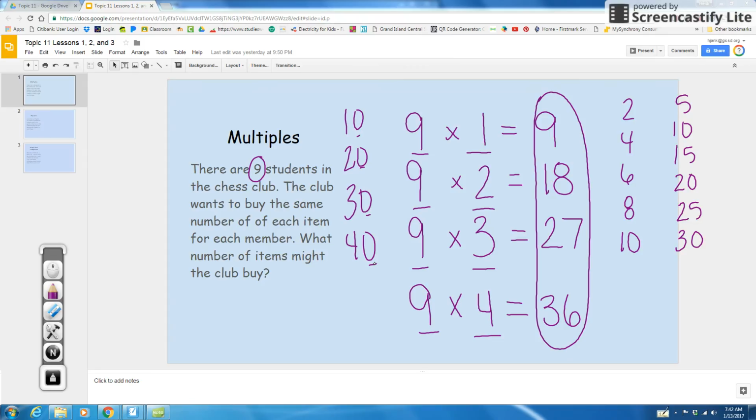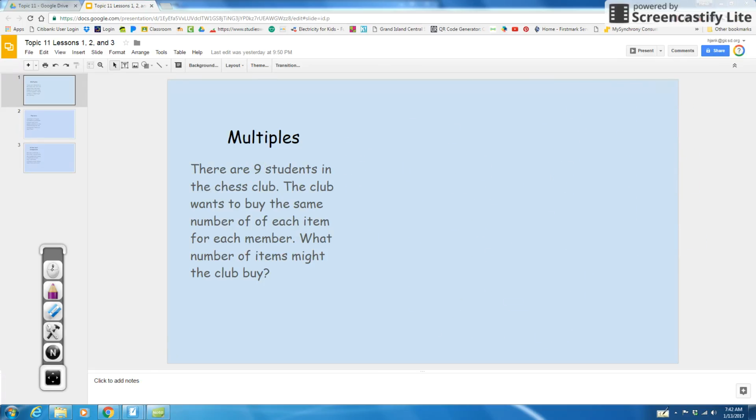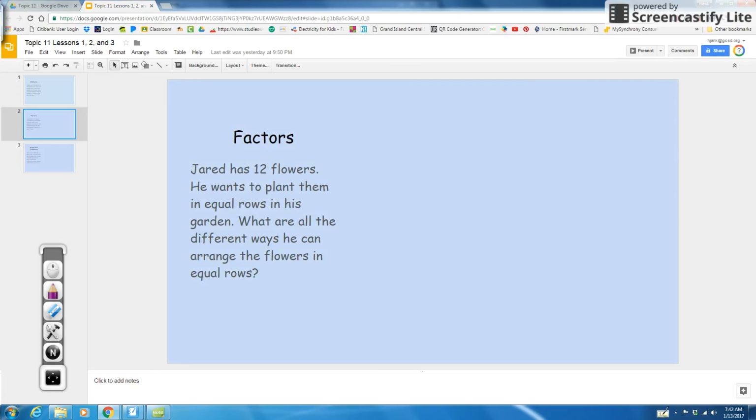So multiples are the numbers that we get when we multiply. So the product, basically, of a multiplication problem, just like we were doing here. Earlier, I said these were our factors. That's the next page that we are going to go look at, is our factors.